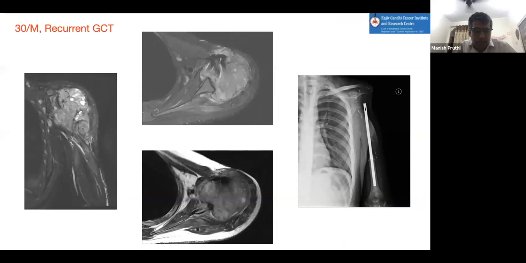This is another example in a 30-year-old male, a recurrent giant cell tumor. As you can see in the MRI images, the tumor is covering all along the glenoid and entering the joint. So in this case also an extra-articular proximal humerus resection was performed. You can see in the X-ray the glenoid is gone and a K-nail spacer was used, and similarly the K-nail was sutured using a proline mesh to the scapula and part of the clavicle.